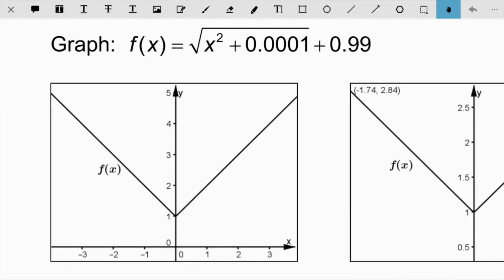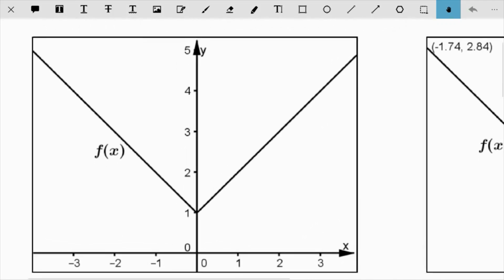So we have this function, the square root of x squared plus 0.0001, and that quantity plus 0.99. Notice the graph here. When I graph it on a standard window, it looks like we have an instantaneous change from a negative slope to a positive slope at 0. So it looks like this function may not be differentiable at 0.